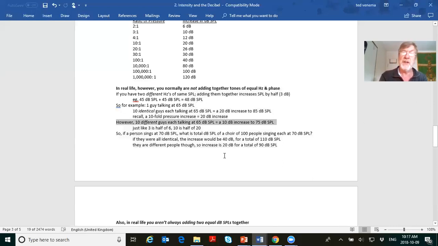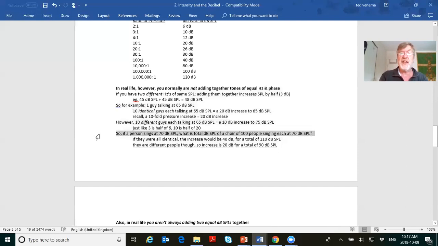Okay, so if one guy's talking at 65 and now suddenly there's 10 guys each talking at 65, your sum total went up by 10 instead of by 20. Just like 3 is half of 6 with a double pressure increase, well, 10 is half of 20 with a 10-fold pressure increase. Same logic, okay?